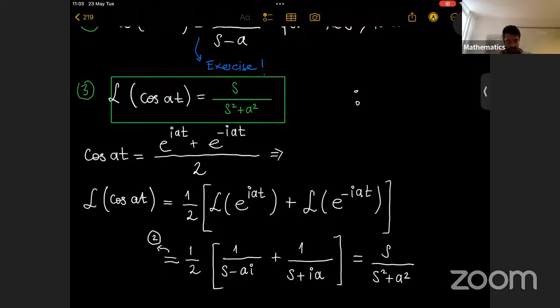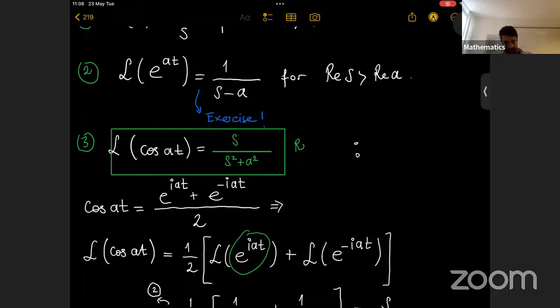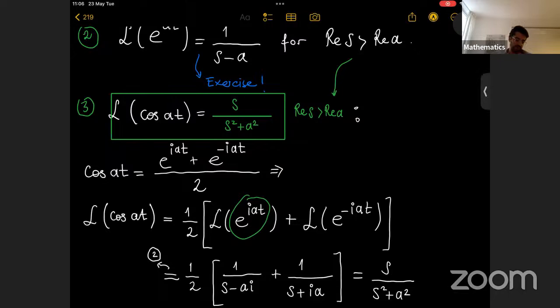Well, here we use the Laplace transform of e to the iat, and the condition for convergence, remember, real s is bigger than real a. Okay, so here we should say this is true when the real part of s is bigger than the real part of a. Because we use the same here. We use this Laplace transform of the exponential to get the Laplace transform of cosine. So the condition for convergence will be the same. Okay, is that clear?